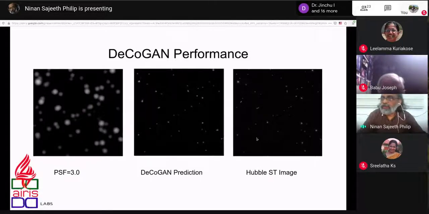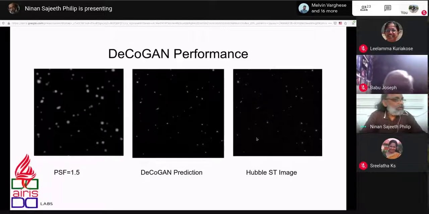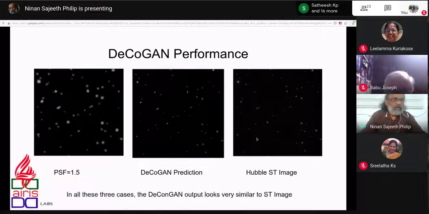And if I change the PSF to 3, this is how the prediction looks. Again, it is very much similar to the Hubble Space Telescope image. If I change the PSF to 1.5, again I see that the stability of the network is established. So in all these cases, the decon output looks very similar to the Space Telescope image, which means that visually the method is working.